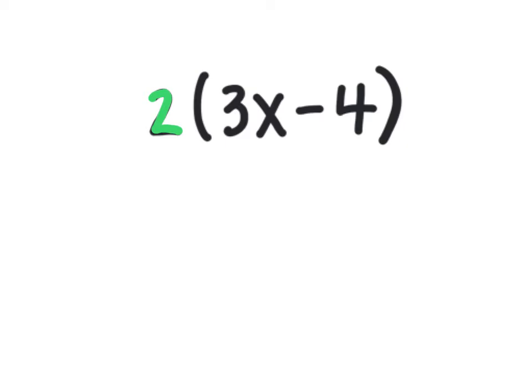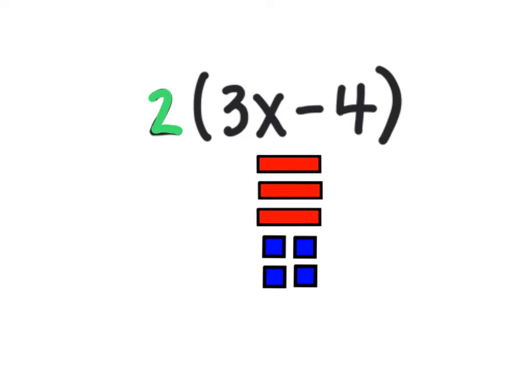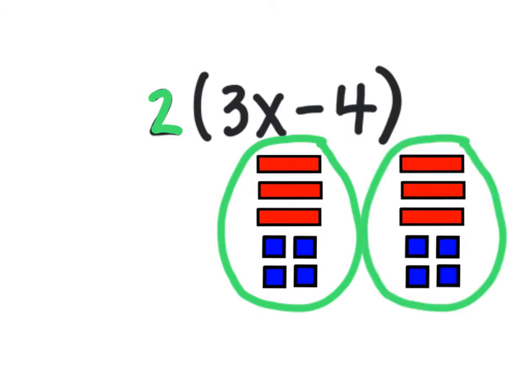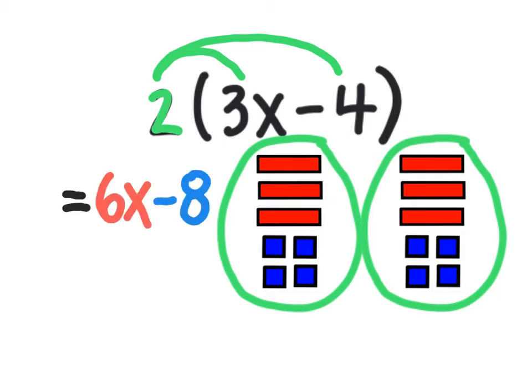If we think about what would be inside the set of brackets, 3x minus 4, the 2 would be implying that we would need not one group of 3x minus 4, but two groups of it. It means we need to multiply what's inside that set of brackets by 2 in this case. We can see from the picture that this would give us 6x minus 8.